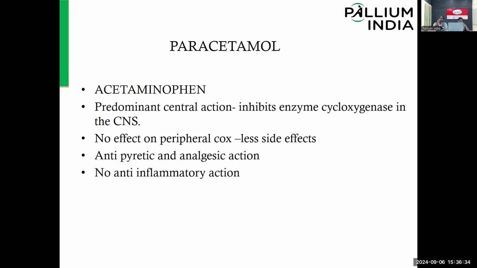So the side effects of paracetamol are very few. It has antipyretic and analgesic action. There is no anti-inflammatory action. So that is very important. When discussing NSAIDs, we said that they have anti-inflammatory, analgesic, and antipyretic action. That is for the selective COX-2 and the non-selective inhibitors. Here, with paracetamol, there is no anti-inflammatory action. It has only antipyretic and analgesic effect.